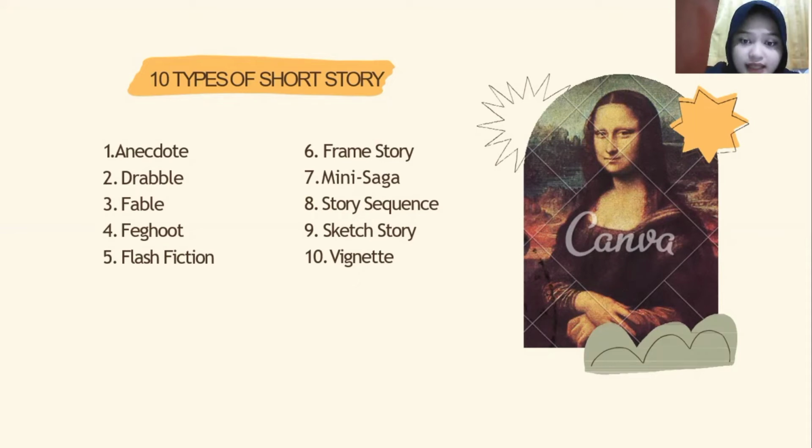The last one is vignette. So a vignette is a short piece that focuses on a single scene, character, idea, setting, or object, and there is little emphasis on adhering to conventional theatrical or literary structure or story development, and it can be a standalone piece or part of a larger work.